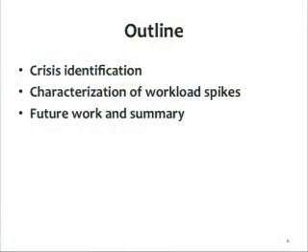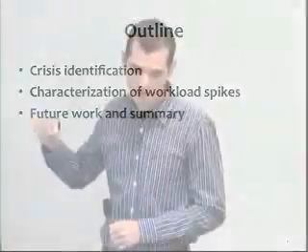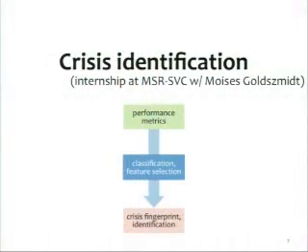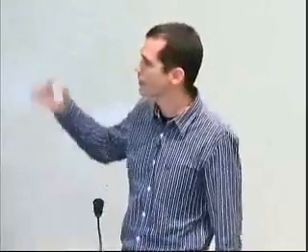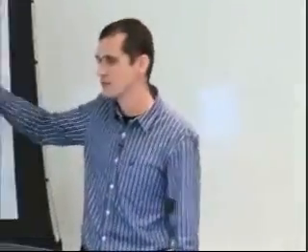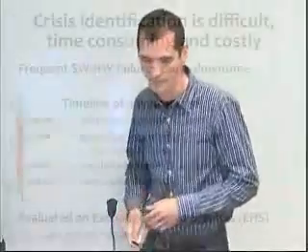So in the rest of the talk, I'll talk about the crisis identification project and a characterization and synthesis of workload spikes, and then I'll summarize. The crisis identification project is the project I worked on during my internship at Microsoft Research Silicon Valley with Moises Goldschmidt. The main use of machine learning here was taking all the performance metrics being collected in a data center for one particular application, and using feature selection methods to select the small relevant set of these metrics to create an accurate crisis fingerprint that you can use to uniquely identify these various performance problems.